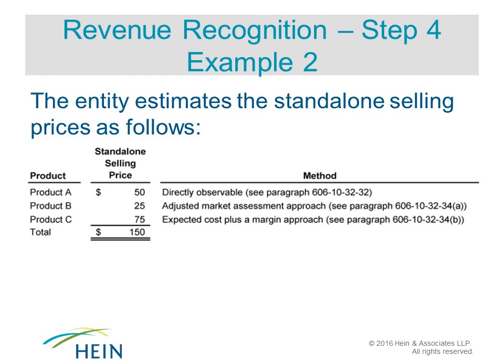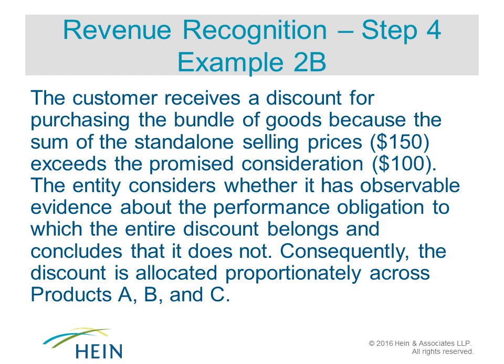$150. So as we move forward, we realize that the contracted price is only $100. And so how does this really get allocated? The entity considers whether it has observable evidence about the performance obligation to which the entire discount belongs, and concludes that it does not. Consequently, the discount is allocated proportionately.